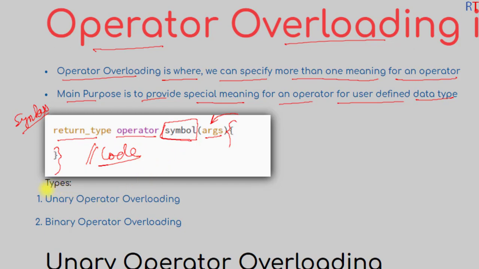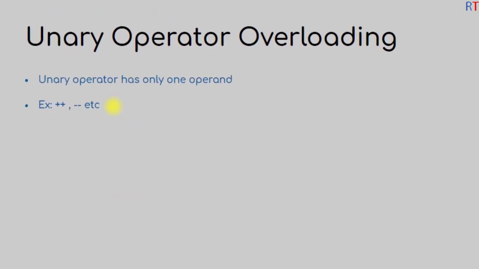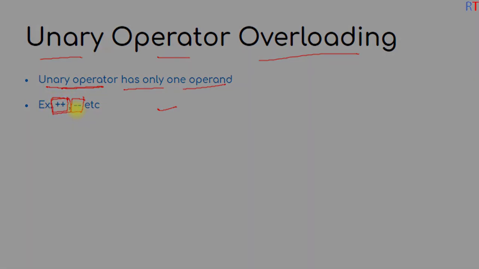And there are two types of operator overloading: unary operator overloading and binary operator overloading. So first we're going to talk about unary operator overloading. The unary operators are those operators which have only one operand, for example the unary plus plus or the unary minus minus. So now we're going to see how we can overload the unary operator in our program.